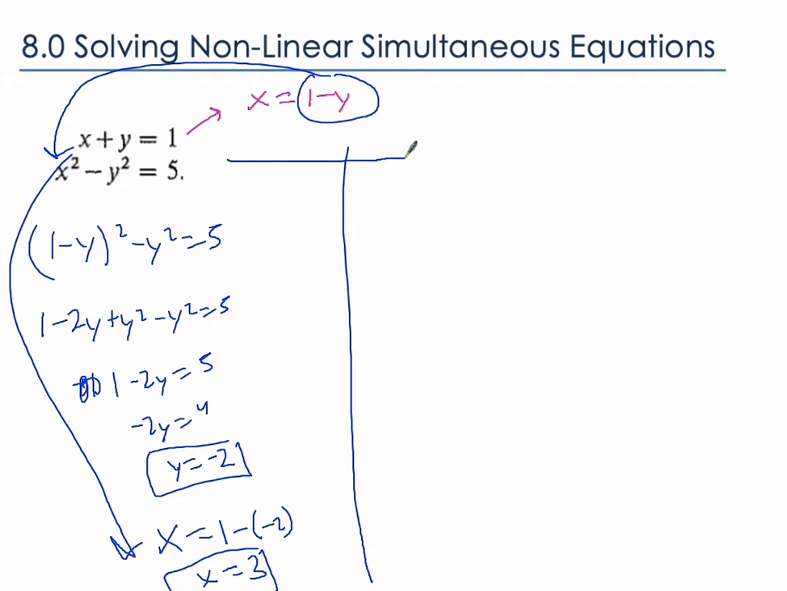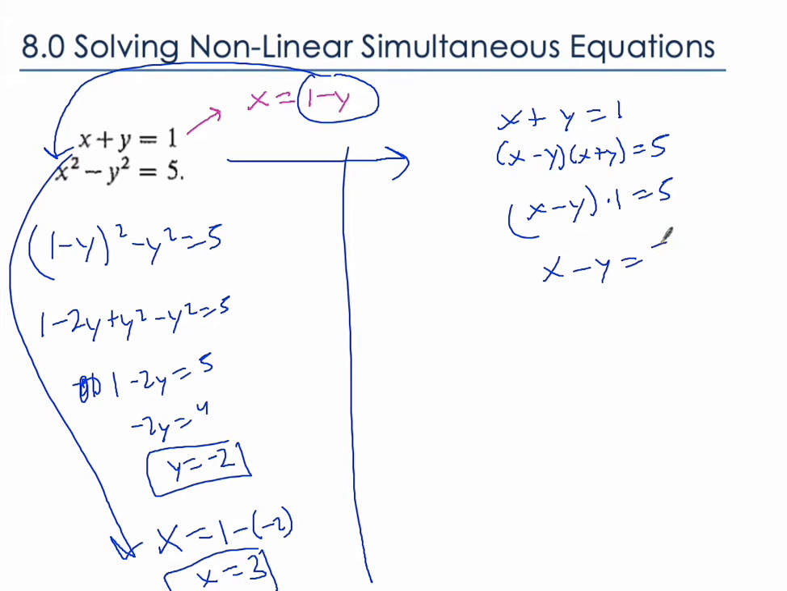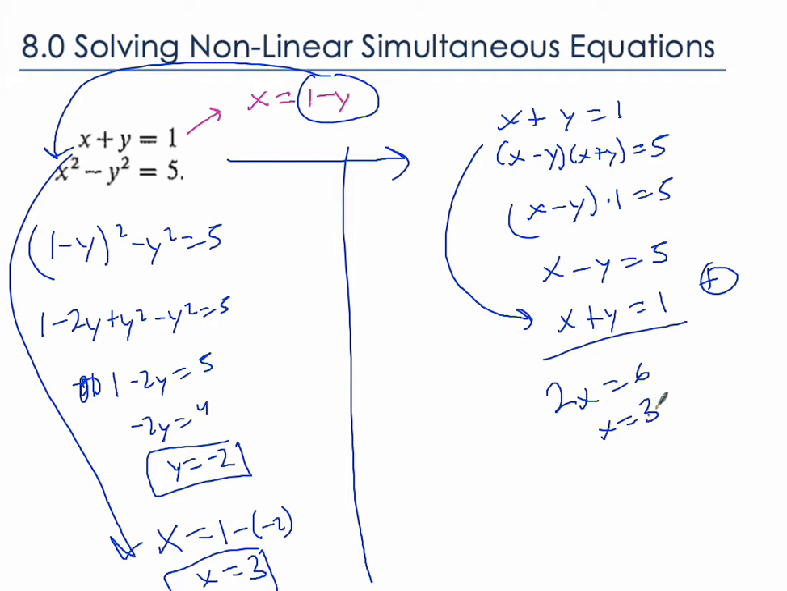There's another shortcut way for this one. If you look at the second equation, you can factorize it and you get (x minus y)(x plus y) equals 5. We know x plus y equals 1, so you can plug that in here and you get (x minus y) times 1 equals 5. So x minus y equals 5. You can bring this equation down and solve simultaneously. By adding, you get 2x equals 6, x equals 3, and then you plug it in to get the y value: y equals negative 2. So there's two ways to do that one.